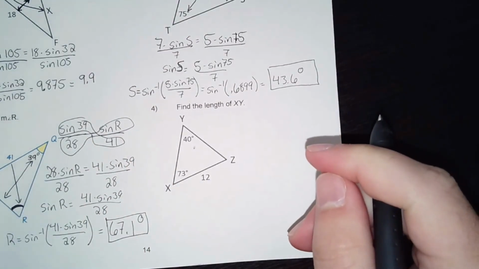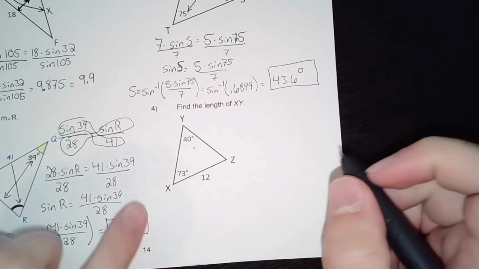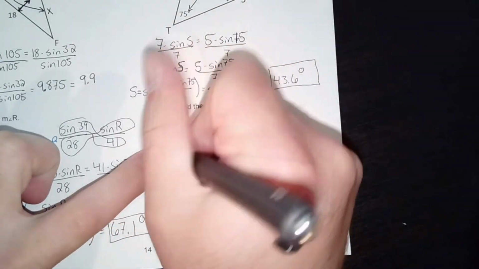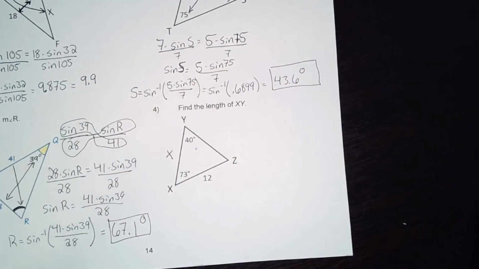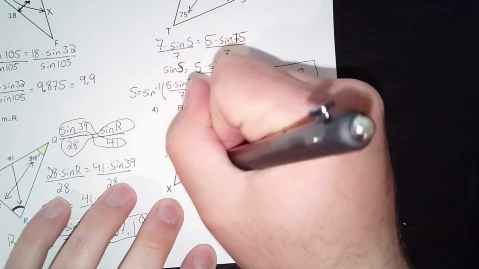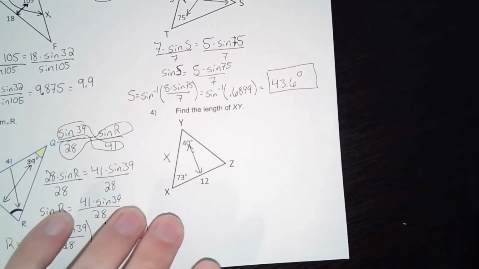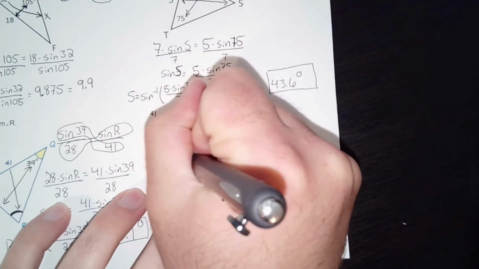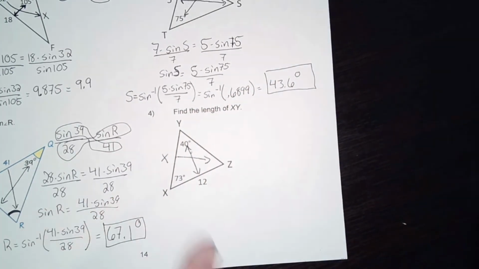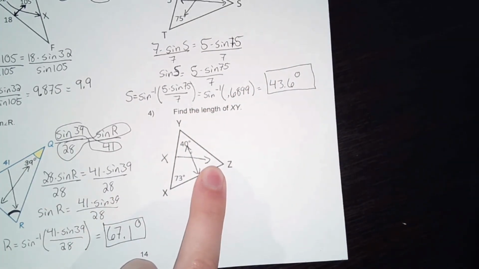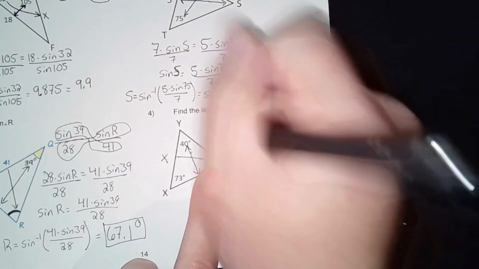Number 4 says find the length of XY. Now XY is over here on this side, so I'm just going to simply call this x. I know it's not technically the side x, but it's the x I'm trying to find. So we'll go ahead and use that. I do have a complete pair here with the 40 and the 12. But now I have an issue. If I'm trying to find side x, I need to know the angle here at Z, which I don't technically know, so I've got to do a little bit of work to find it.